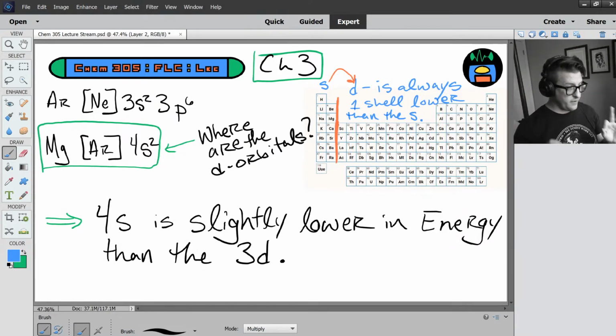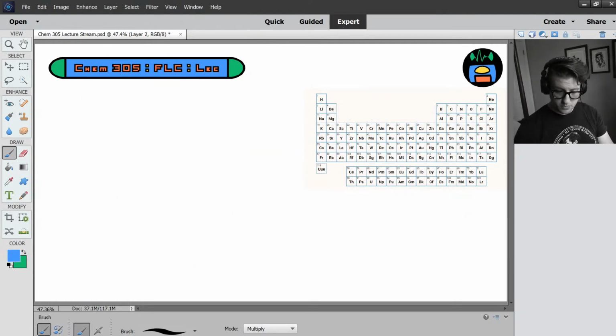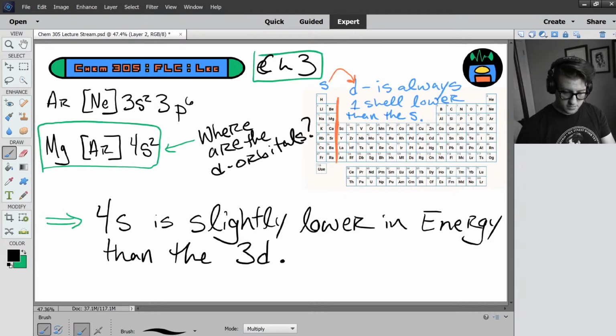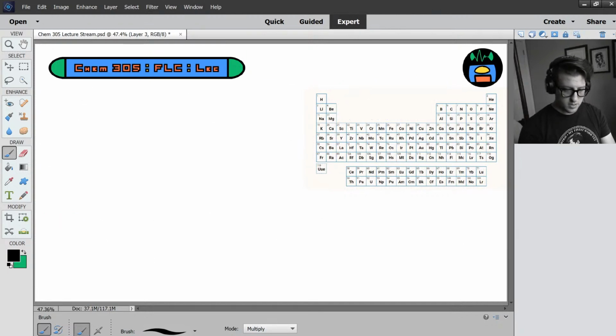Let's do a few examples so you can see what I'm talking about. Let's write the electron configurations for the following elements.